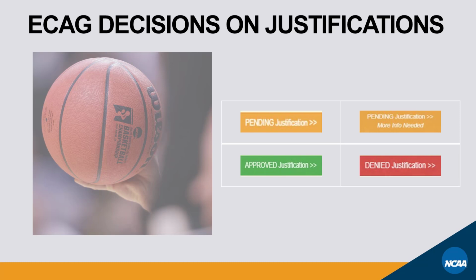If additional information is needed for ECAG to render a decision, the request will be made through the bench justification process. The button will indicate pending justification, more info needed, and the coach will be notified via email that additional information has been requested. This request will also include a due date, so please respond to these requests in a timely manner. Also, please keep in mind that justifications are processed in the order in which they are received.